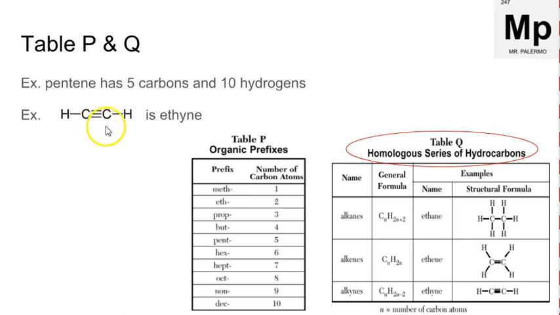Working backwards from the formula, if you're given a formula here, or a structural formula, it has 2 carbons, so 2 carbons is eth, and then we have a triple bond, so a triple bond indicates an ending of yne, so the name of this compound is ethyne.